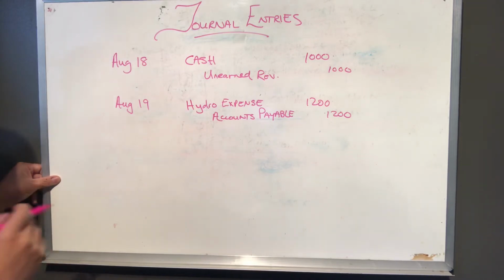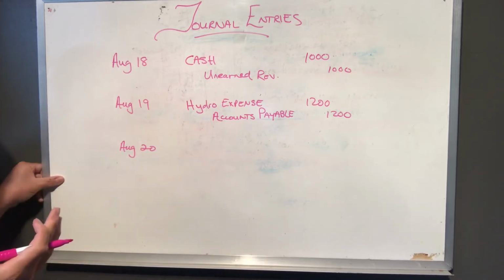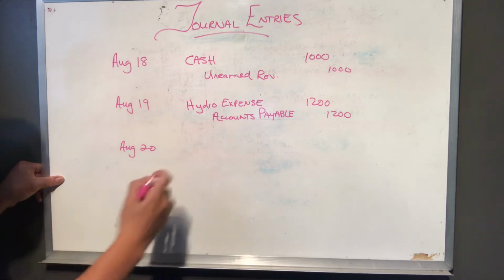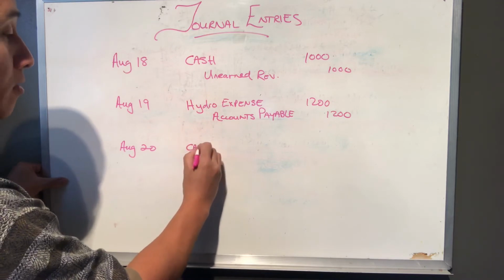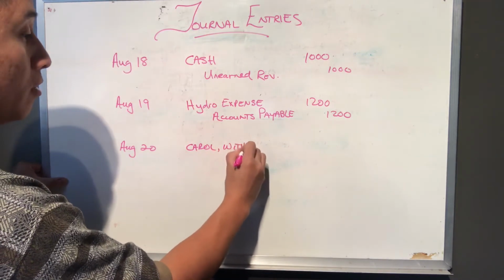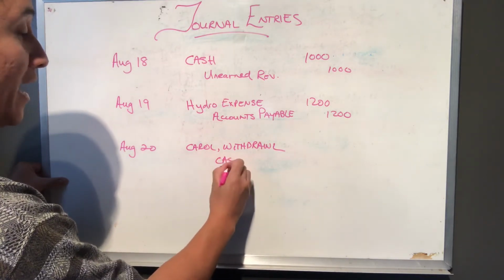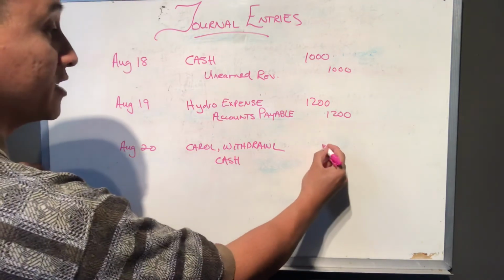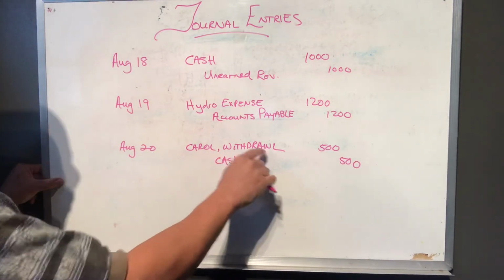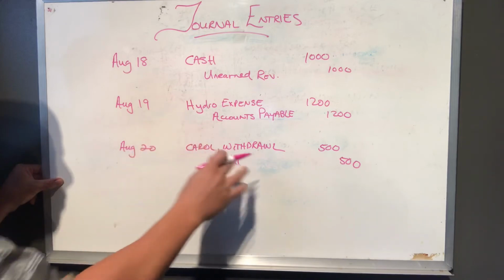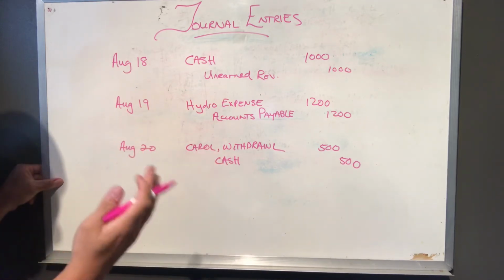And as a last example, let's just say on August 20, she decided to withdraw some amount from the business. Okay, so in this case, she would say Carol, withdraw, and crediting cash, which reduces the cash balance, let's say $500 that she would decide to withdraw. Okay, and also note that the withdrawal under the owner's equity section, anything that's debited would be working to reduce the balance of the owner's equity account.